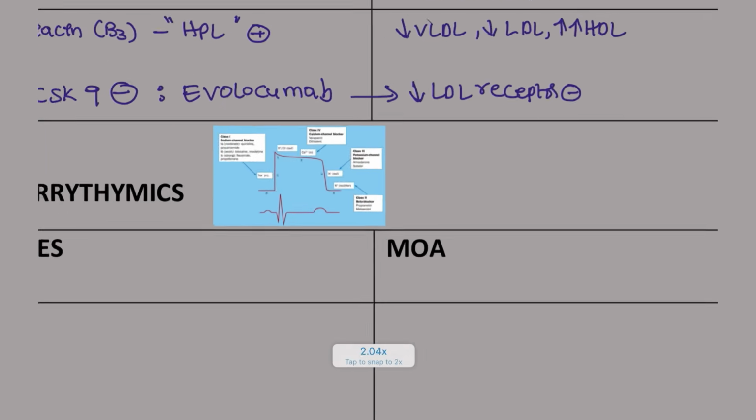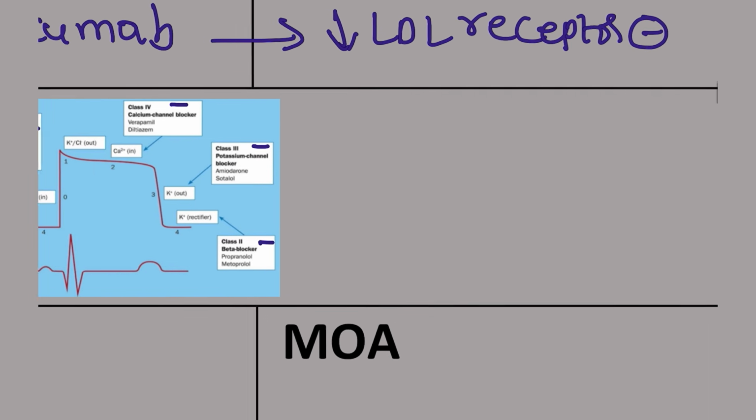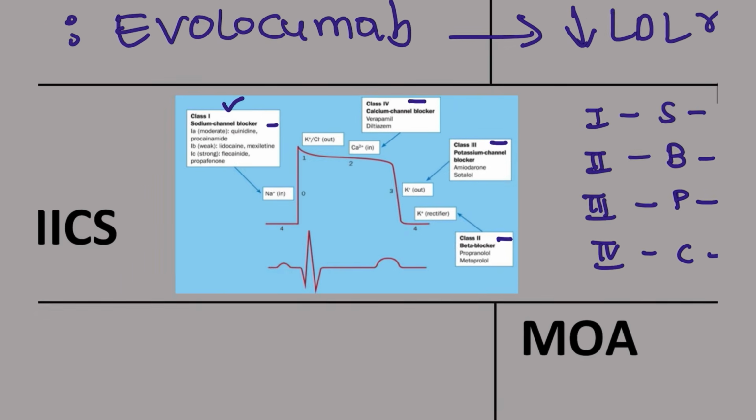Next, moving on to the anti-arrhythmics. Anti-arrhythmics have different classes that you can see here. Class 1 blocks the sodium channel. Class 2 is the beta blockers. Class 3 is the potassium channel blockers. Class 4 is the calcium channel blockers. So you can remember with the mnemonic of class 1, 2, 3, 4: sodium channel, beta blocker, potassium channel blocker, and calcium channel blocker. Sonali Bindre, Priyanka Chopra. Just remember the mnemonic. These are the blockers of the different classes of drugs.